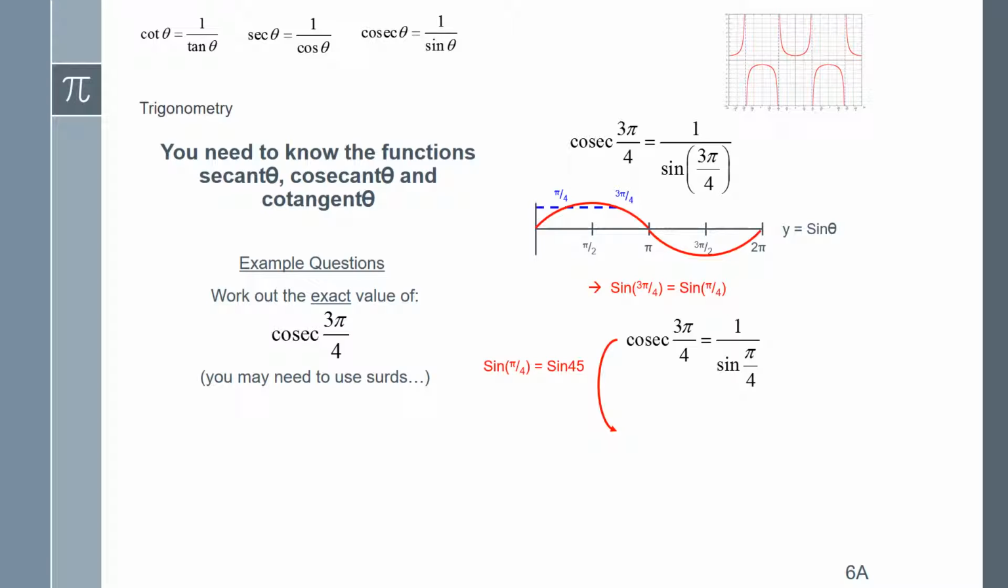If it helps to think in terms of degrees, then you remember that that's 1 over root 2. So sine 45 is 1 over root 2, so sine pi over 4 in radians is 1 over root 2. So it's 1 over root 2, or the same as just root 2. So cosec 3 pi over 4 is root 2.